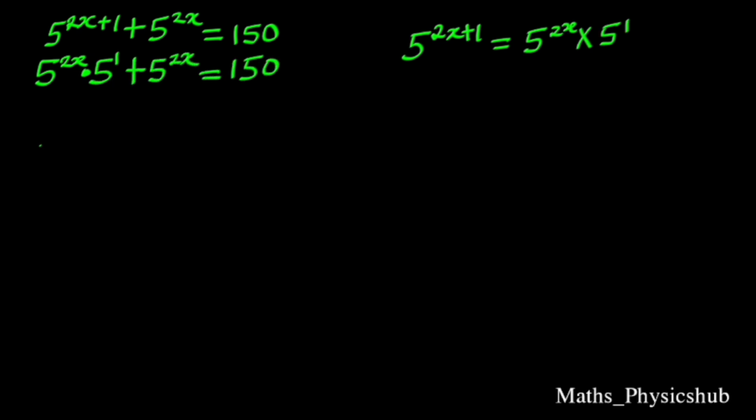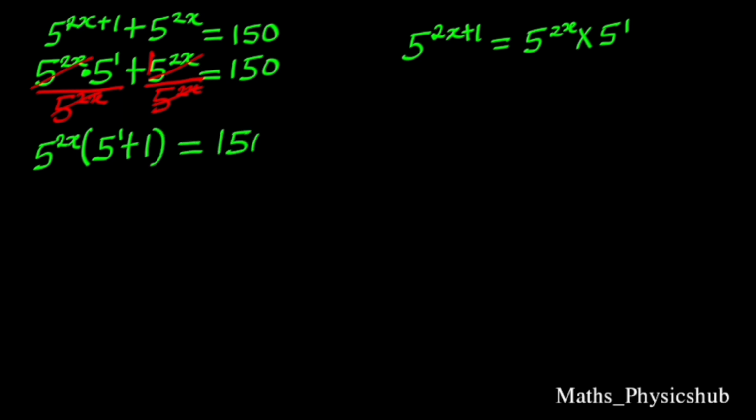150. Next, we factor out the common term on the left side. The common term here is 5 power 2x. Dividing the terms on the left side with 5 power 2x will leave us with 5 power 1 plus 1. So what we have is 5 power 2x times (5 power 1 plus 1) equals 150.